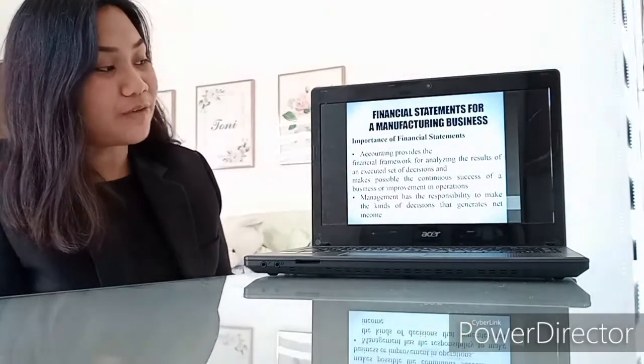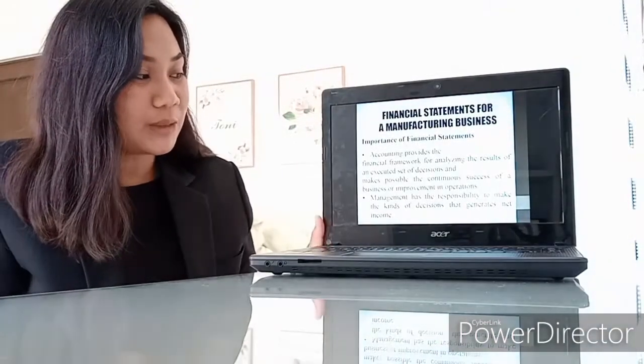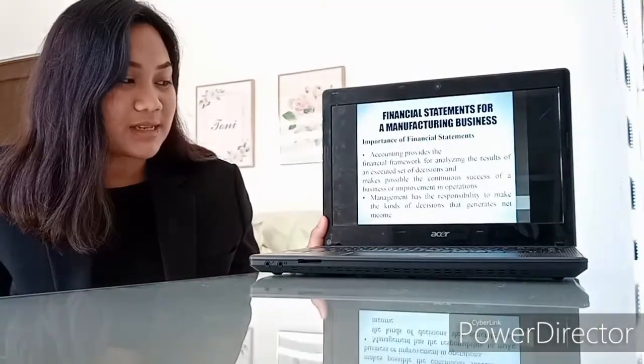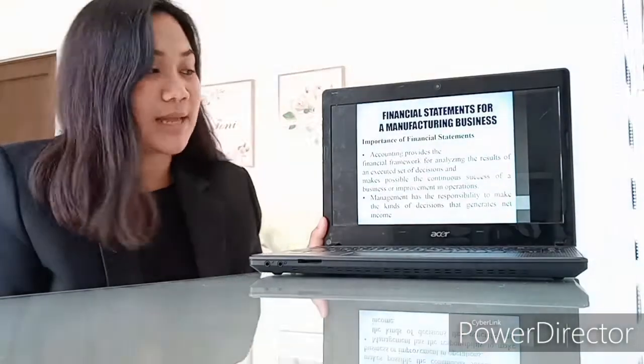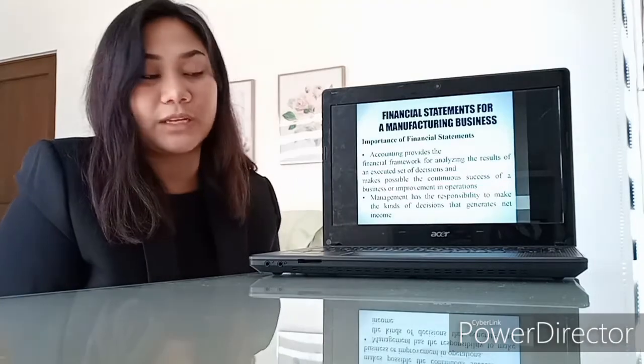The importance of financial statements. Accounting provides the financial framework for analyzing the results of an executive's set of decisions and makes possible the continuous success of a business or improvement in operation. A primary objective of a business is to increase the assets from operation.